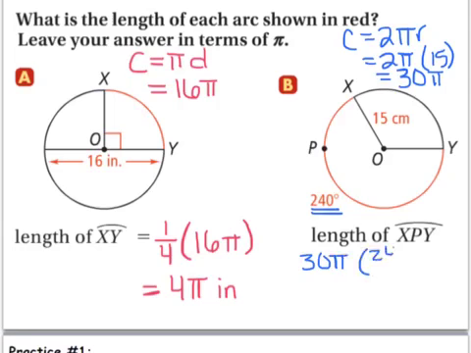times 240 out of 360, because that will tell us what fraction of the whole circle we're working with here for that arc length. Now, it's up to you if you want to go ahead and simplify this fraction, but if you're going to plug this into your calculator and go ahead and multiply it out, you really don't need to. But when you do multiply all this out and you simplify your final answer, you will get that the arc length of XPY is equal to 20 pi, and our unit is centimeters.